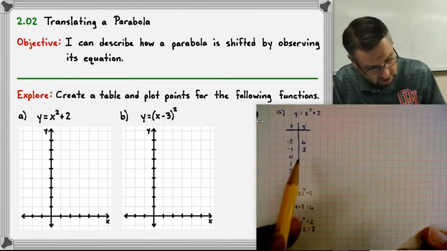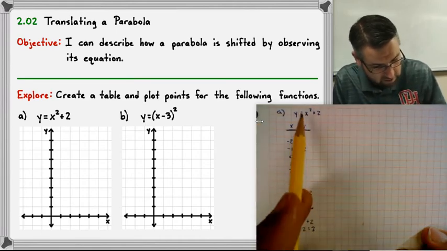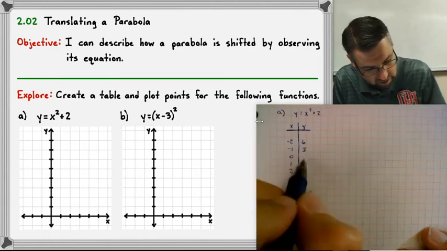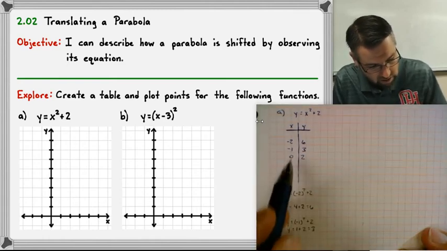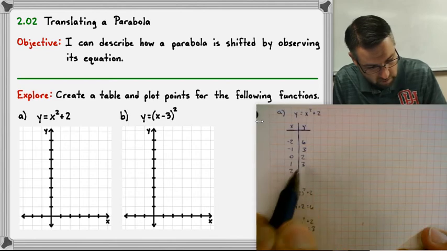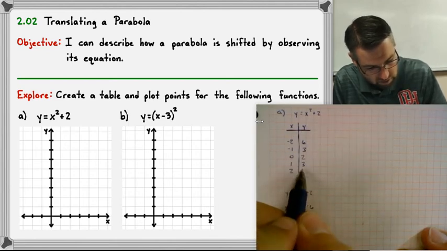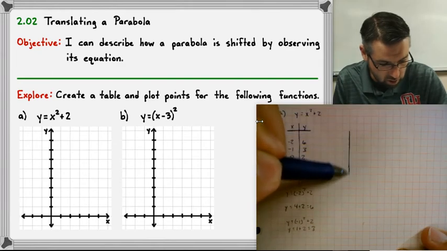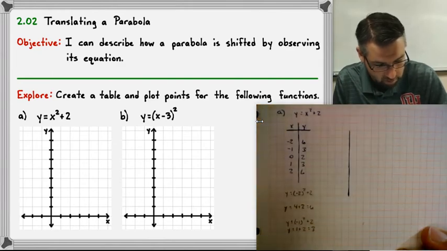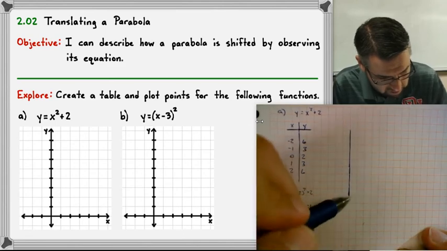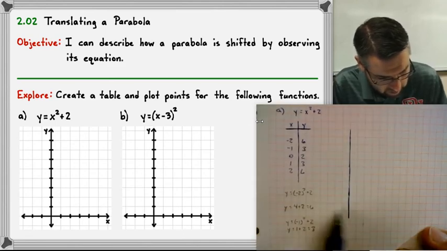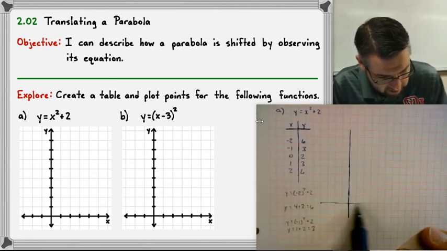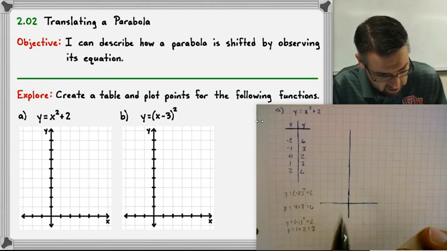And then for 0, we can just do that one in our head. 0 squared is 0, plus 2 is 2. And then 1 squared is 1, plus 2 is 3. And 2 squared is 4, plus 2 is 6. Again, you should be able to graph this on your own without that table based on the lesson we talked about yesterday, or the last lesson we had. But it's a good idea to see the table so you can see what to do in the next one.